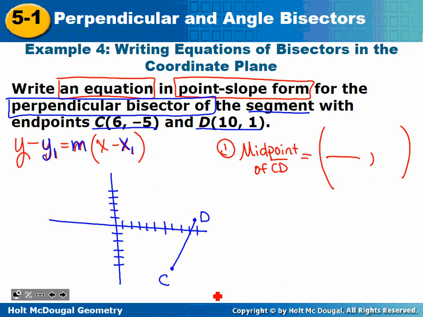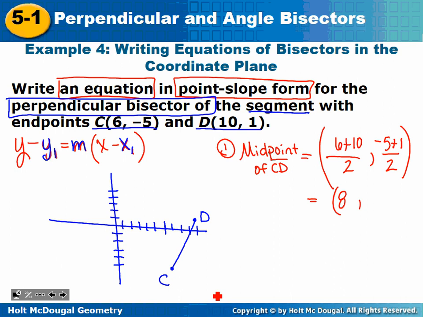You're using C and D to find its midpoint. 6 plus 10 and divide by 2. Okay, what do we add for the y's? -5 plus 1 and divide by 2. Okay, so midpoint is just the average of your x's, average of your y's. 6 plus 10 is how much? 16 divided by 2, 8.